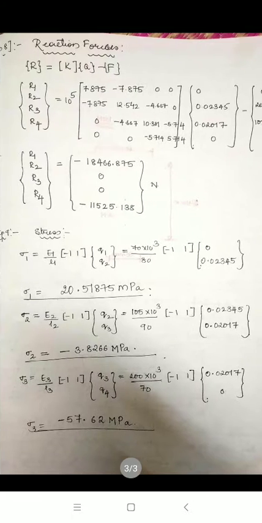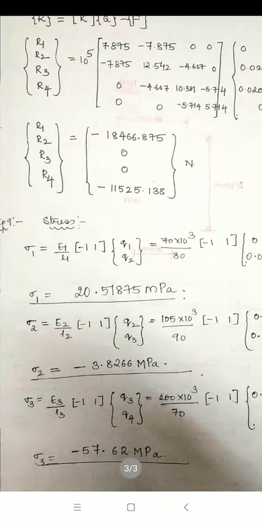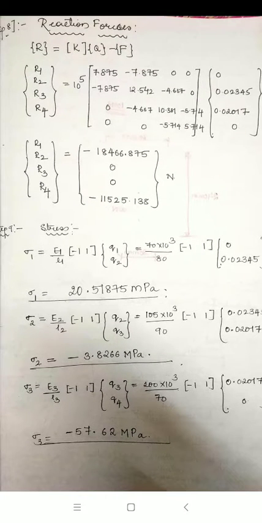And how to find the stresses in each element? Step number 9, finding the stresses. The equation for that is sigma equal to E upon L times minus 1, 1 times Q1, Q2. For element number 1, sigma 1 equal to E1 upon L1 times minus 1, 1 times Q1, Q2. Q1, Q2, because for element number 1 the nodes are 1 and 2. Substitute all the values E, L and Q1, Q2 and calculate.